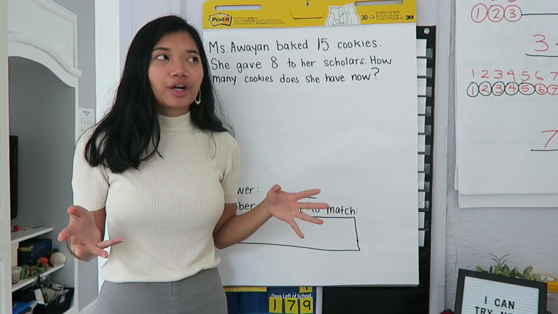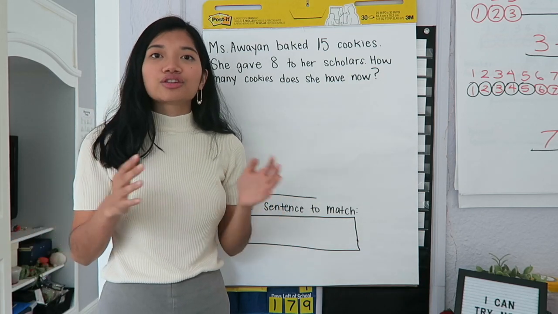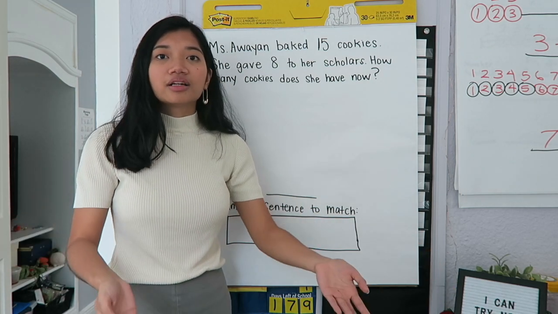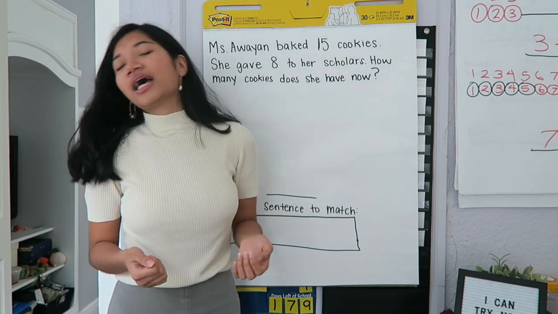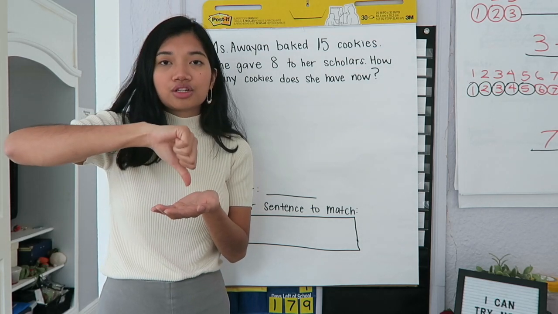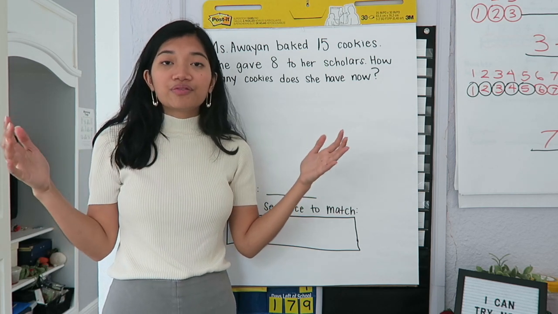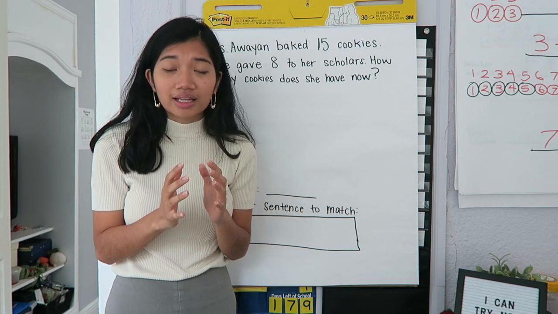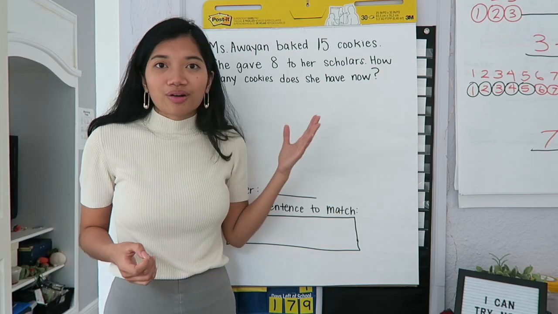I want you to picture me giving cookies out to my scholars. If I started with 15 and I gave 8 of them to my scholars, how many cookies do I have now? Am I going to have more than 15 cookies at the end, or less than 15? More means a bigger number than 15. Or am I going to have less, a smaller number than 15 at the end of my story? Let's find out using our cubes to see what's happening in my story.